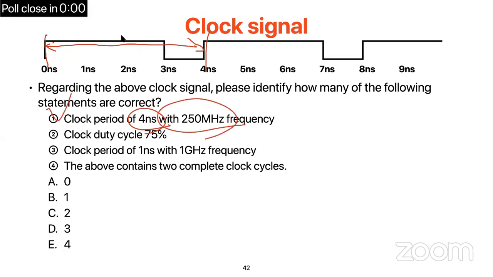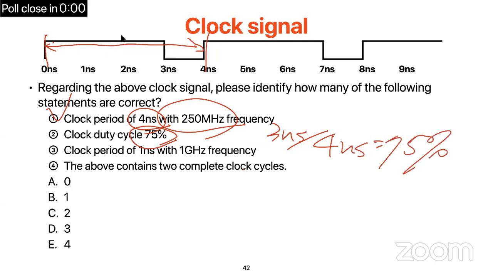Duty cycle. A duty cycle is how much of a period of time the clock is positive. So how much is that? 3 nanoseconds in a 4 nanosecond period. So that's 75%.